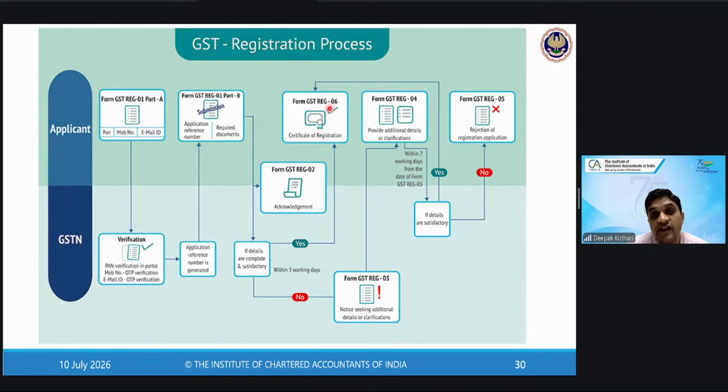Once the acknowledgement is correct and all the details you have submitted are correct, then you will get a registration in Form REG06. But that doesn't happen where your documents are somewhere in default. Then it will be treated as a notice seeking clarification. Notice seeking additional details or clarifications will come to you through this notice in Form GST REG03. Then you will reply to it in Form REG04. If the details are correct, he will grant it. Otherwise, he will reject the application. So the officer has the power both to grant and not to grant you the registration.